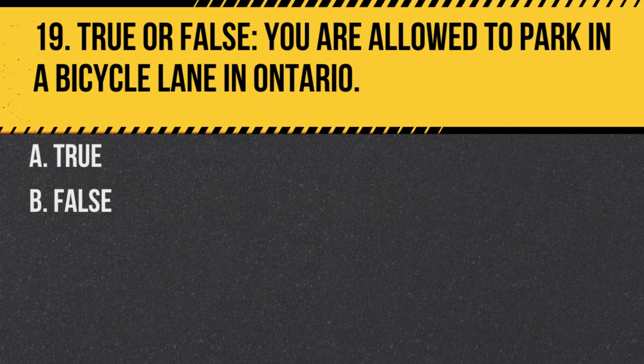Question 19. True or false? You are allowed to park in a bicycle lane in Ontario. A. True. B. False. Answer: B. False. Parking in a bicycle lane is not permitted as it obstructs the path for cyclists.